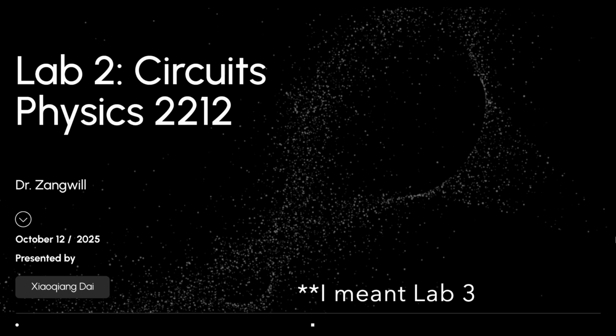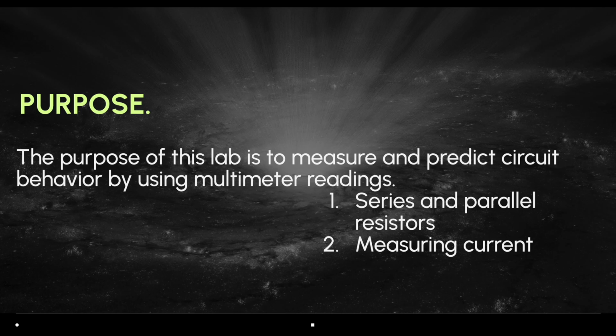So this is my Lab 2 presentation for circuits for Physics 2 with Dr. Zabel. The purpose of this lab is to measure and predict circuit behavior by using multimeter readings, and we do this by building series and parallel resistor circuits and measuring the current within the circuits that we create in lab.